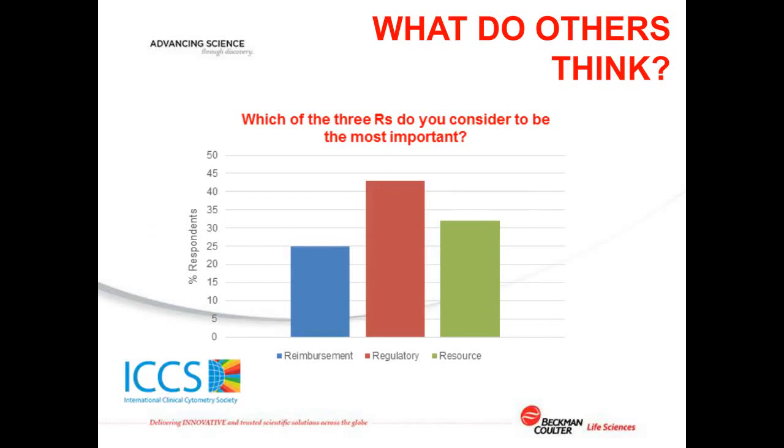All right, so remember we had the question about which of the 3 R's do you consider to be most important? I gave a much shorter version of this talk at ICCS last month, and I asked this very same question. Interestingly, the FDA was actually in the audience, so it's possible that drove the high rate of response to regulatory, but it does actually mirror this audience in that reimbursement was seen as the least significant, and regulatory and resource were both considered more important.